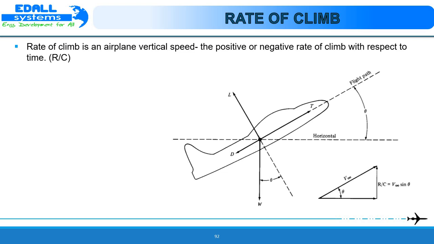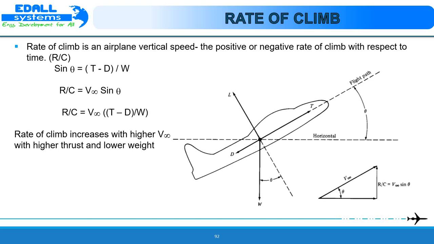Summing forces parallel to the flight path, we get T equals D plus W sine theta, and perpendicular to the flight path, we get L equals W cos theta. Representing the equation of motion for steady climbing flight, we get sine theta equals (T minus D) by W, where rate of climb is equal to V infinity sine theta. The right-hand side, V infinity sine theta, is the aeroplane's vertical velocity. This vertical velocity is called rate of climb, which can be represented as V infinity times (T minus D) by W, since sine theta equals (T minus D) by W.